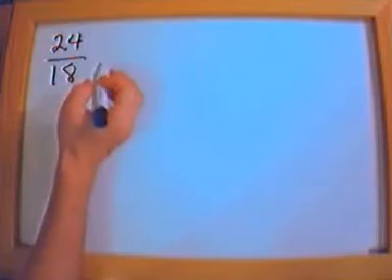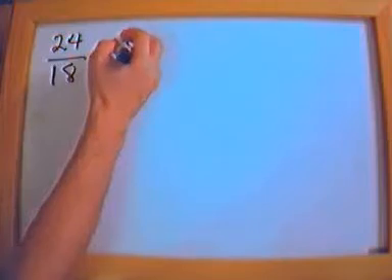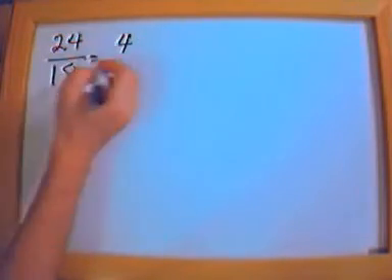Let's pick another. Let's say 24 over 18. Okay? What can go into both of these? 6 can. 24 divided by 6 is 4, because 6 times 4 is 24.